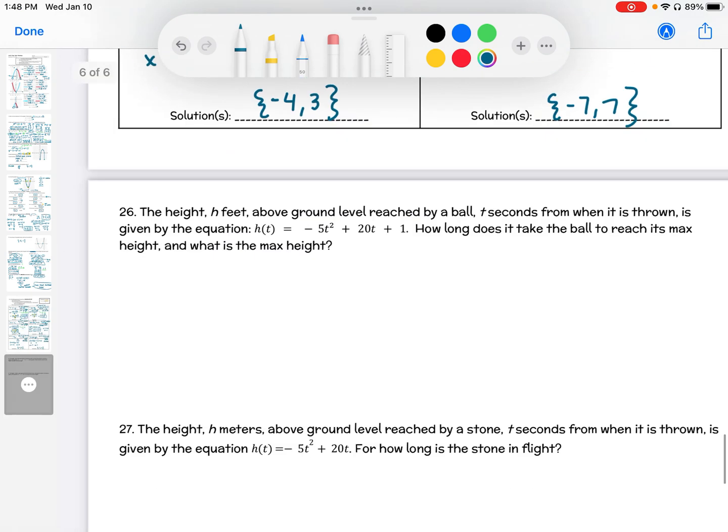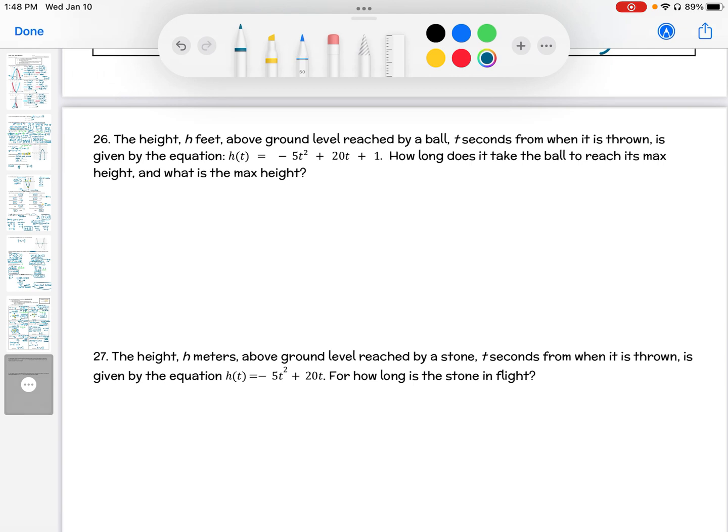All right, so now the last two are going to be our application problems. These are ones where you would have Desmos to solve them, but you do have to know how to solve these. So what we're going to do first is read through the problem and figure out what's important. We have the height in h feet above the ground level reached by a ball, t seconds from when it is thrown, is given by this equation. So first thing we want to do, let's just type this equation into Desmos, but remember you have to use x instead of t because t isn't going to work.